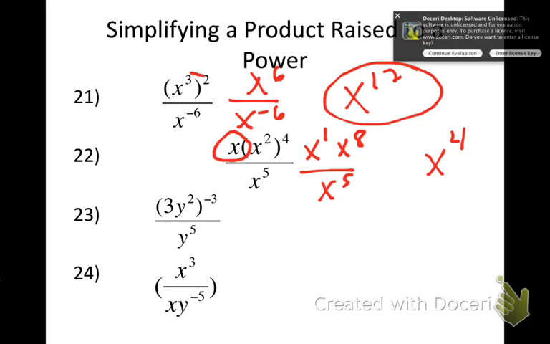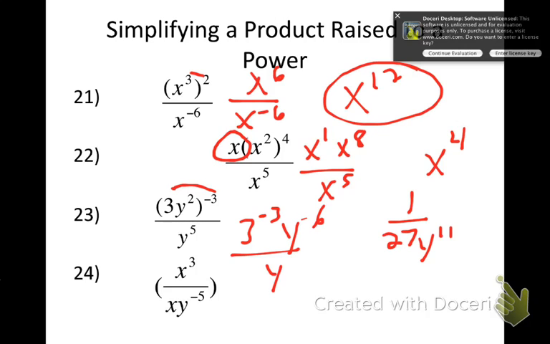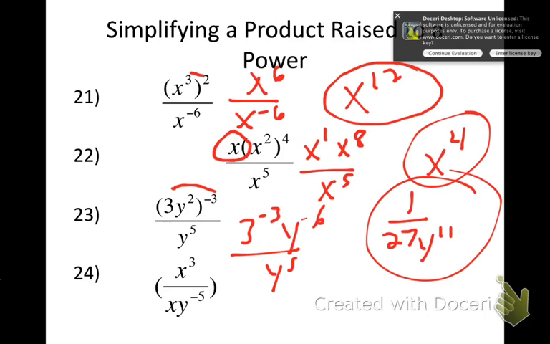All right. 23, Reagan, what do you have there? 27 over y to the 11. Did you have 27 over? How about 1 over 27 y to the 11th? Because I'm taking the exponent to the 3 as well. So it's 3 to the negative 3rd, y to the negative 6th over y to the 5th. That 3 to the negative 3rd, I have to move it to the denominator. So I'm moving everything down to the bottom there. Getting 1 over 27 y to the 11th.